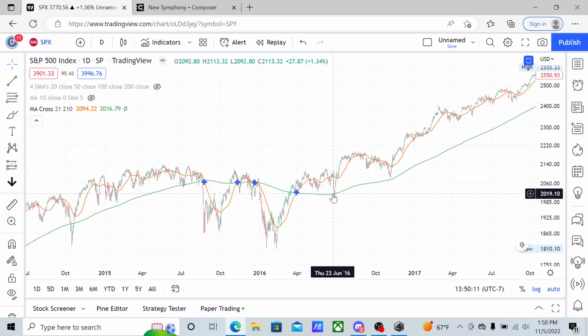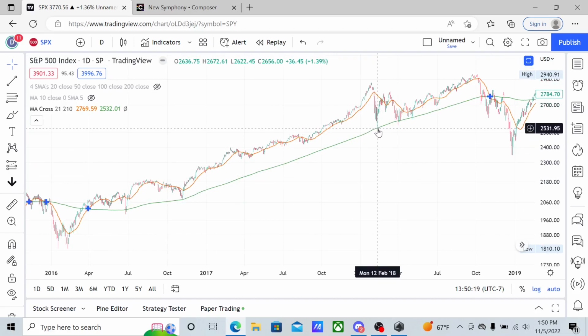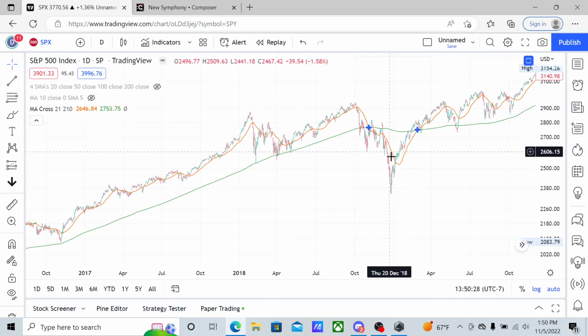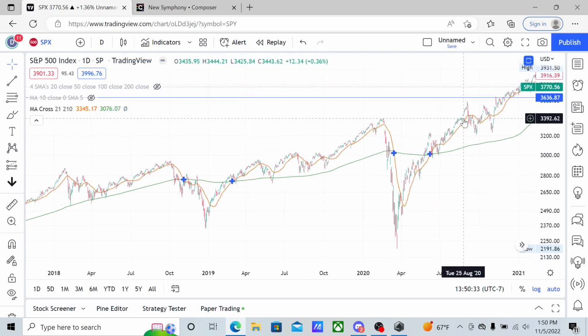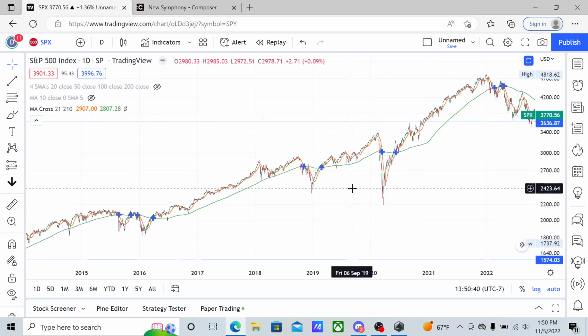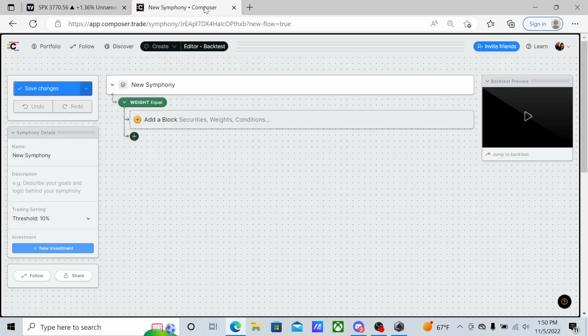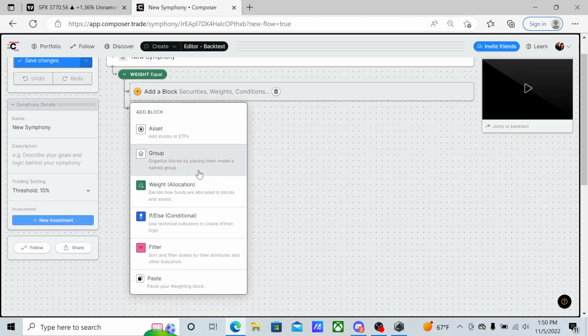So here it touches the 200-day, continues upward, almost touches it there again, continues its move upward. 2018 touches the 200-day once again, touches again in April, touches again in May, so on and so forth. 2018, you have sort of almost like a flash crash, and then it continues its trend upward again. COVID, flash crash, continues upward again. So you could take this overall movement of the 200-day and go to Composer and say, okay, I only want to trade the S&P 500 when it's above its 200-day moving average.